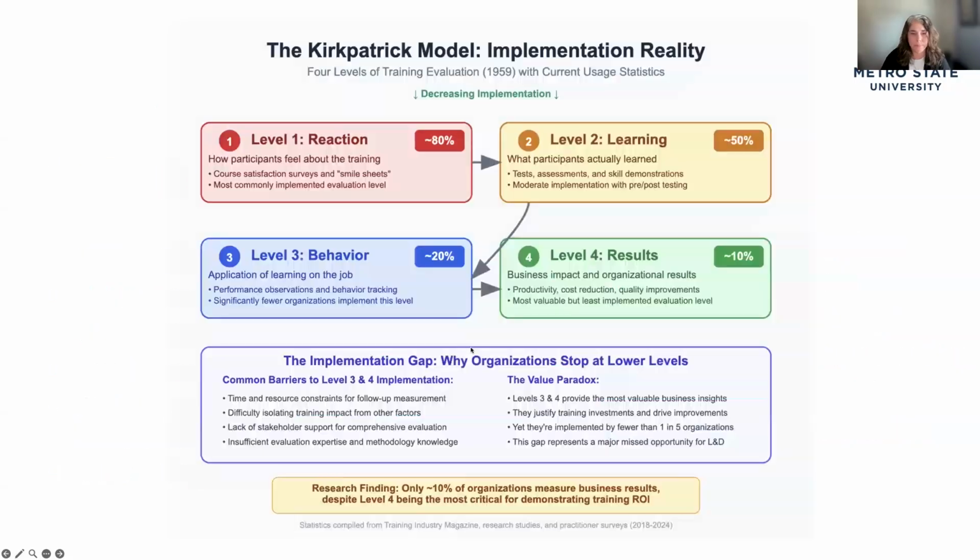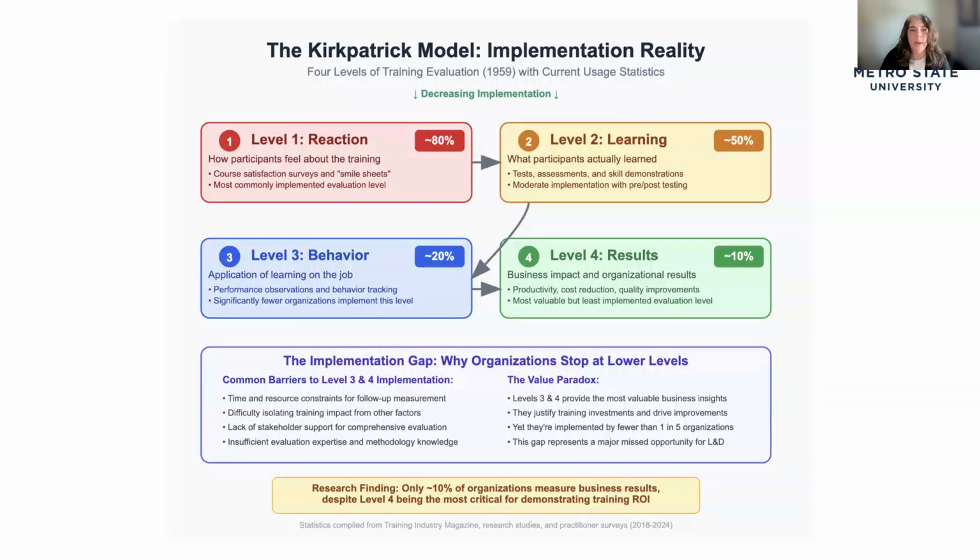All right. So this is the Kirkpatrick model. It has four steps, four levels in it, if you will. And what this slide is talking about is really that there is a decreasing number of people using it as you go through the levels in the Kirkpatrick model. You'll see as we go here. By the way, these statistics are from Training Industry magazine, and also research studies and practitioners, and it's real current, so that's good.